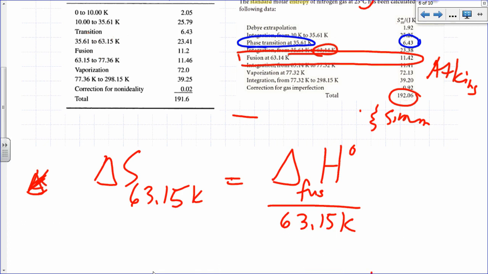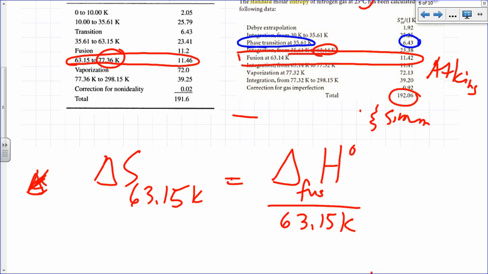What happens after that? Once something's melted, what do you do with it? You heat it up to its boiling point, right? So from 63.15 Kelvin to 77.36 Kelvin, you raise the temperature of your liquid to its boiling point. And so what's the boiling point of nitrogen, according to this table? 77 Kelvin is where nitrogen boils.